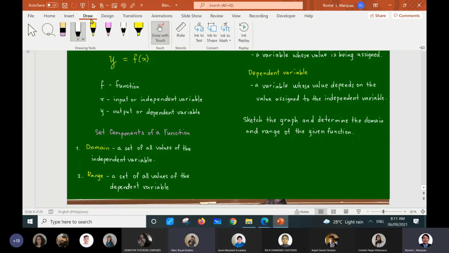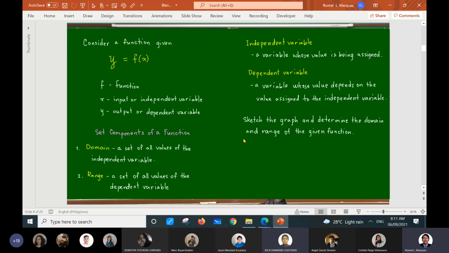Number one, let's say I have f of x and it is equal to -3. We call this constant function. Why is it a constant function, guys? Because the value of the function is constant, always -3. For every input, whatever input you have, the value of the function is always -3. So it's a constant function.